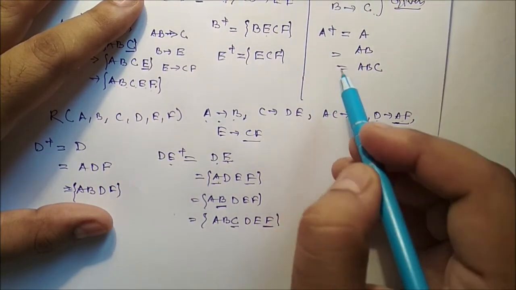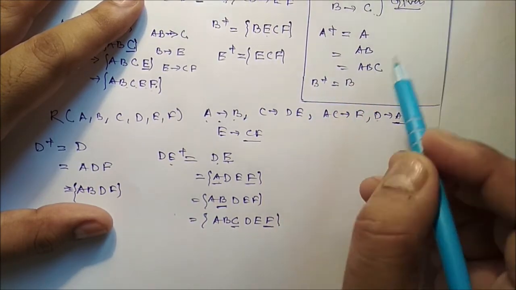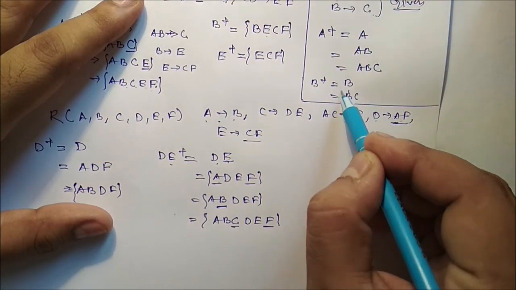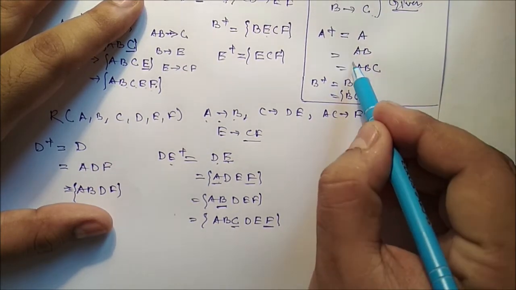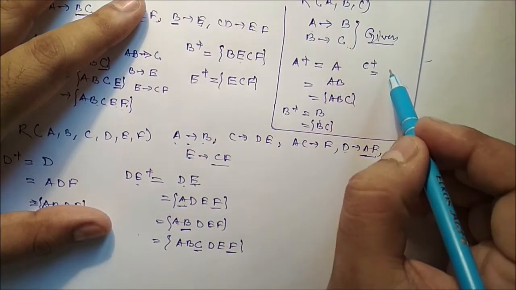Similarly, what will be the B closure? From B we can identify B, and from B we can identify C. Similarly, what will be the C closure? From C we can identify C only.